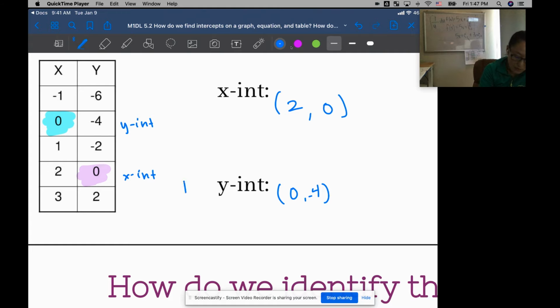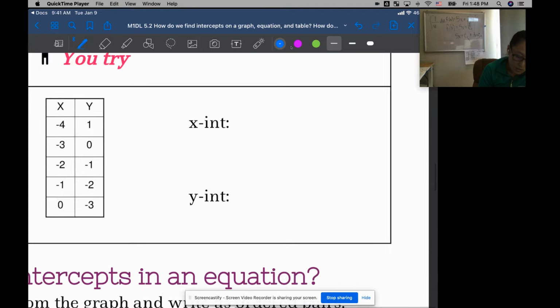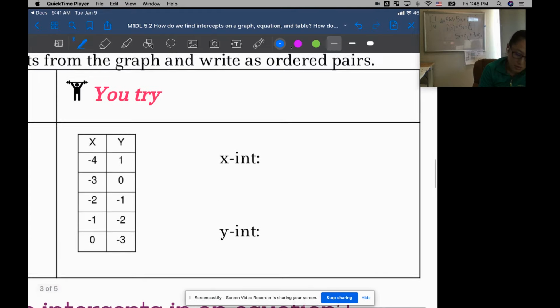If I were to graph these, 0, comma, -4 would be 0, comma, 1, 2, 3, 4, right here. And then 2, comma, 0 would be on the x-axis. Okay. All right. Your turn, and then check your work.